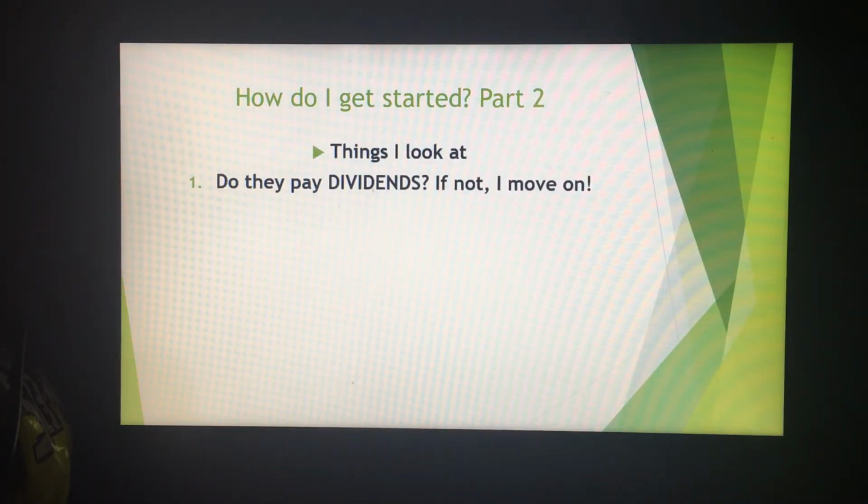Part 2 is, how do I get started? Here's things that I look at when I look for a stock. Do they pay dividends? If they do not, I move on. I'm done. I am not putting my money into something that is not giving me a return back. I don't buy stock based on, oh, I think this stock's going to go up in the future, because that to me is like putting my money in a machine. One-armed bandit, if you will. You pull the slot machine handle and you just hope that the numbers come out right.